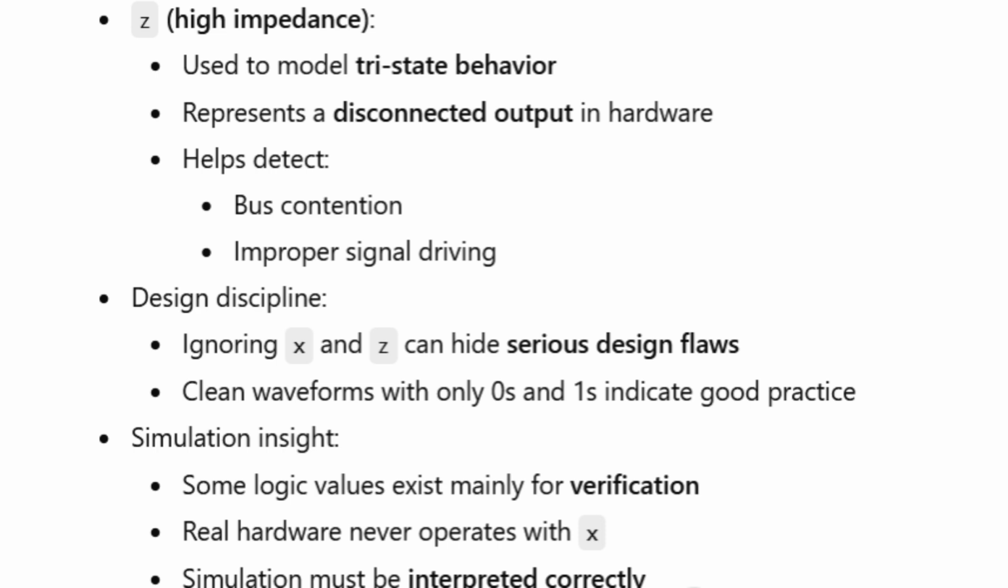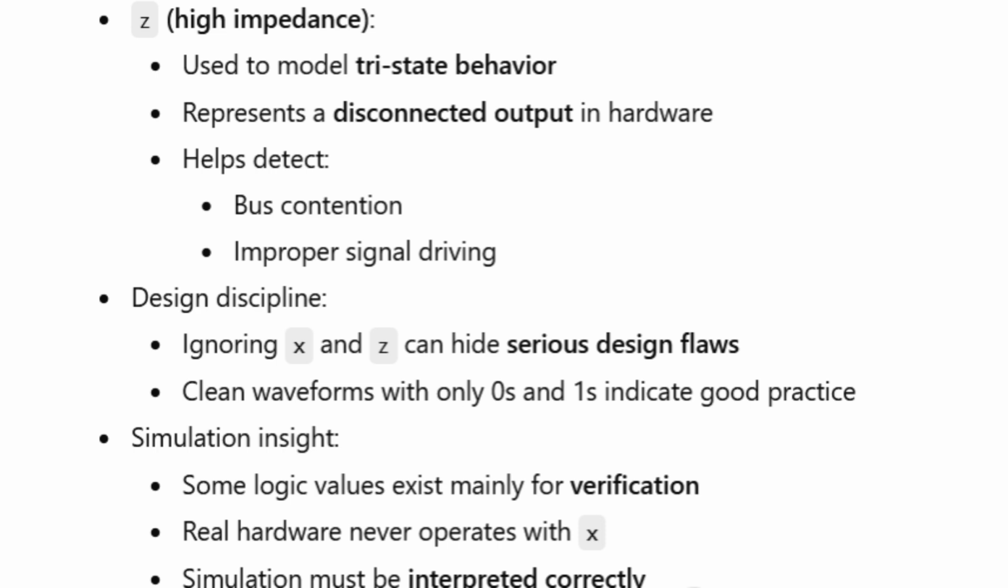The fourth value is z, which represents high impedance. This is used to model tri-state behavior, such as shared buses. In real hardware, z corresponds to a disconnected output. In simulation, it helps us detect bus contention and improper driving. Ignoring x and z values during simulation can hide serious design flaws. A clean waveform with only zeros and ones is usually a sign of good design discipline.